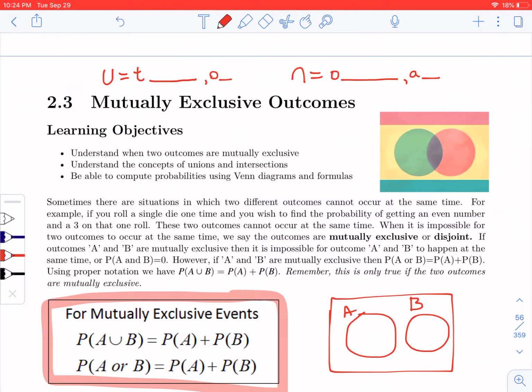Okay, kids, here we go. It's a lesson on mutually exclusive outcomes. To do this, you need to know a couple of symbols.